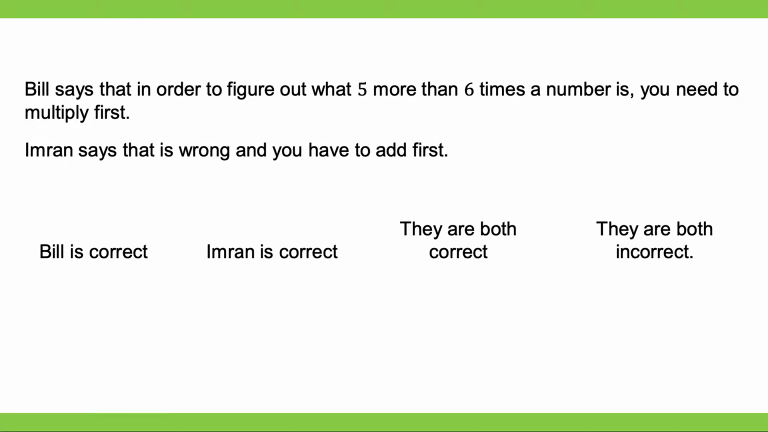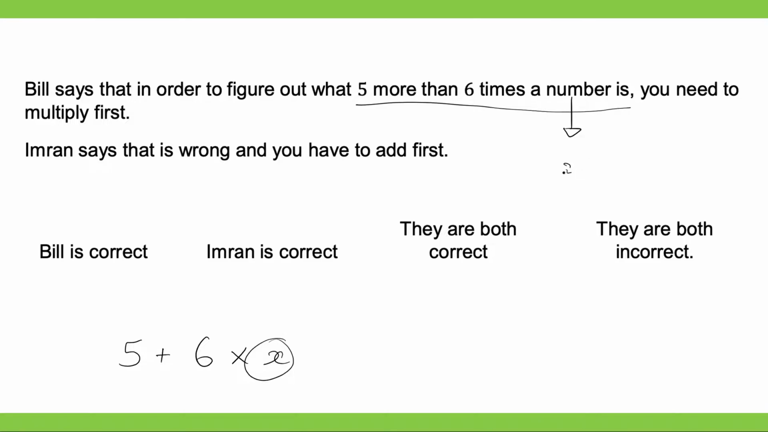Okay, now our final question. Bill says that in order to figure out what 5 more than 6 times a number is, you need to multiply first. Imran says that is wrong and you have to add first. You have to say who is correct. So let's think of this. 5 more, so to figure out 5 more than 6 times a number, well, this is what we need to pay attention to. So 5 more, 5 plus, then 6 times a number, we'll name the number x.